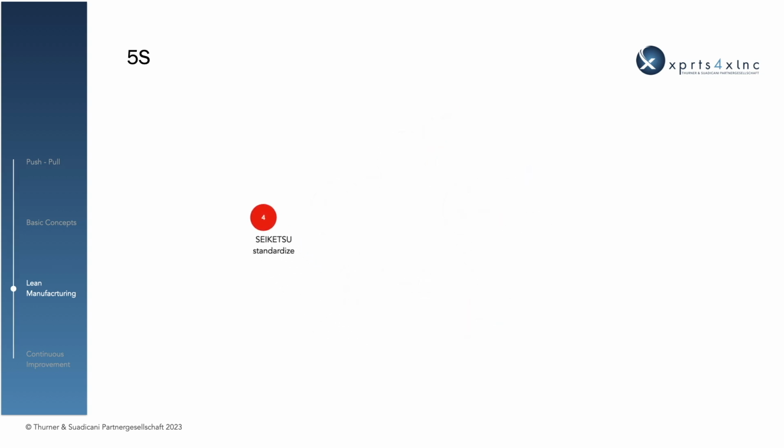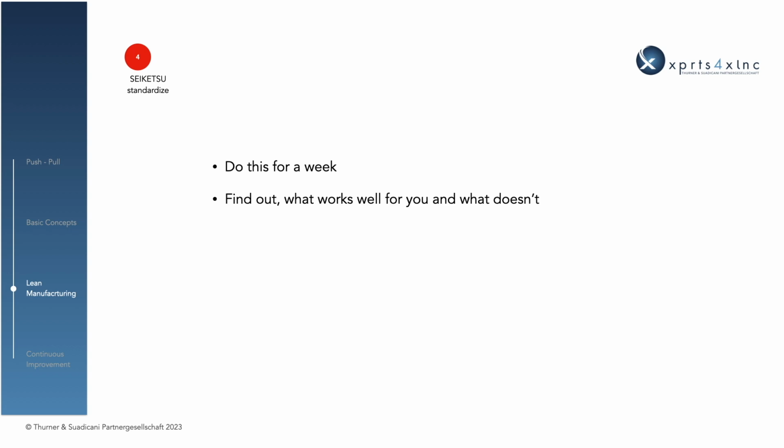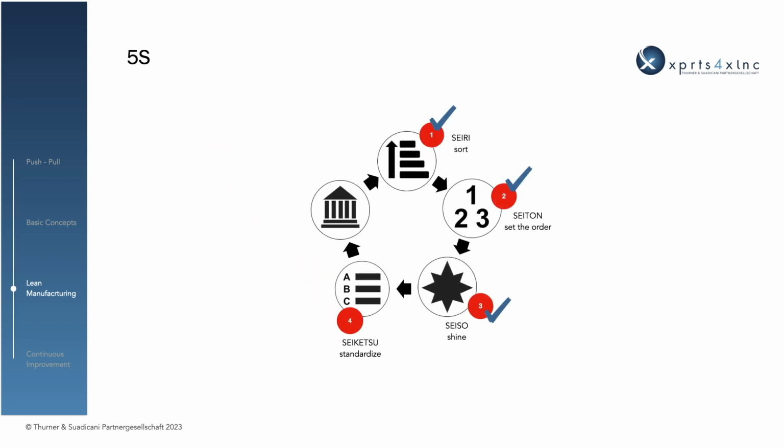Seiketsu simply means that you make this a standard. Do this for a week. Find out what works well for you and what doesn't. Keep what works well for you. Improve what can be improved. Now we have covered step 4, seiketsu. So let's move on to step 5, shitsuke.